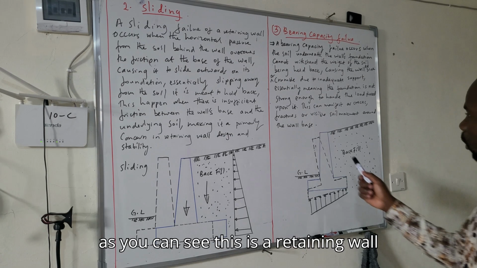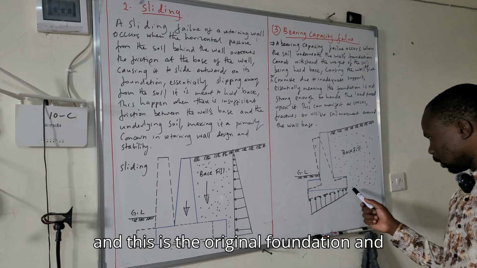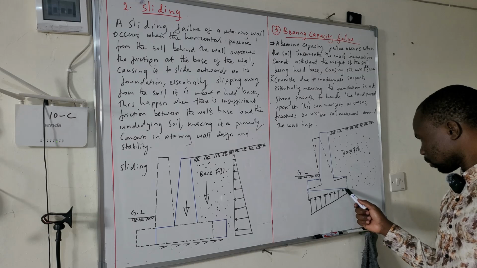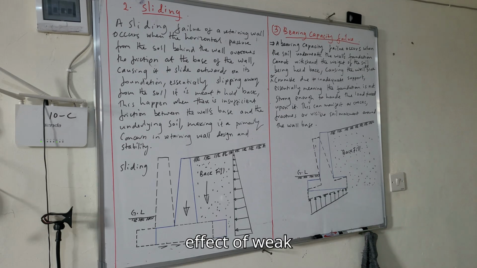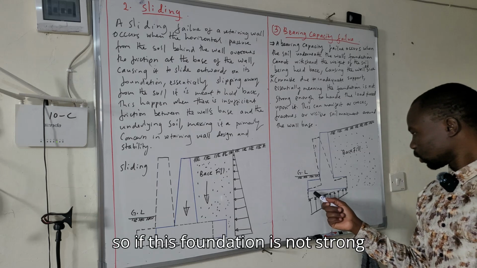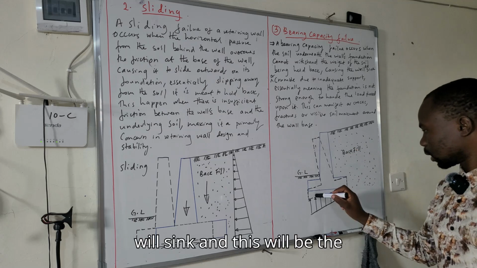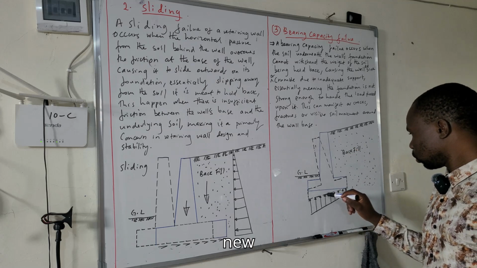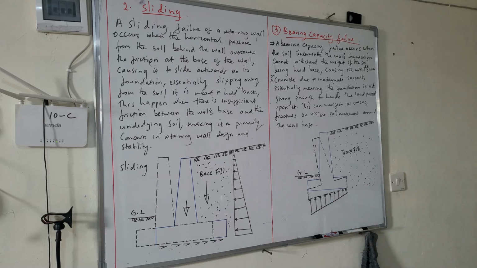As you can see, this is a retaining wall, and this is the original foundation, and this is the foundation after the effect of weak bearing capacity. So if this foundation is not strong enough, this wall will sink, and this will be the new foundation of the retaining wall.